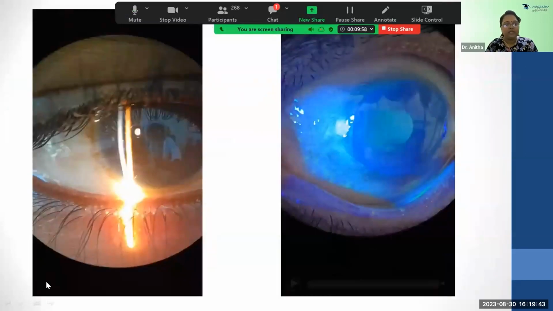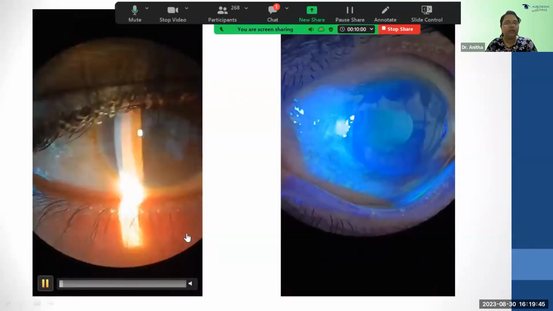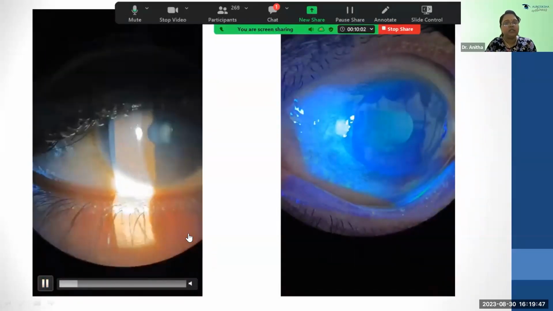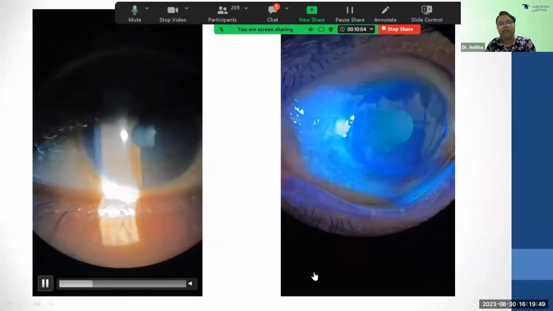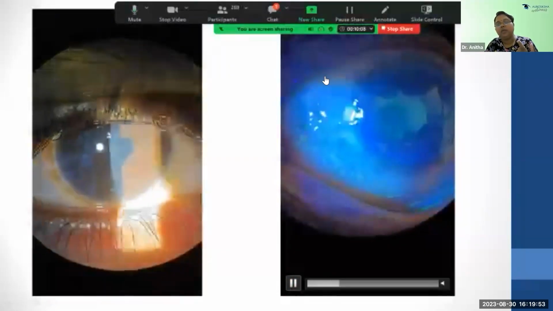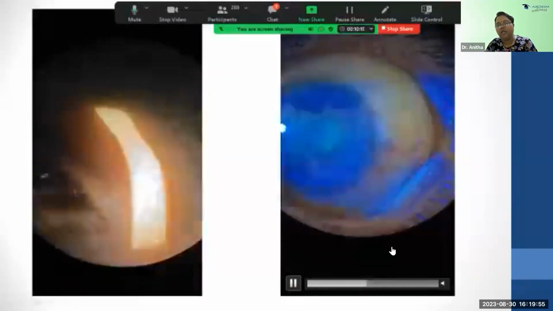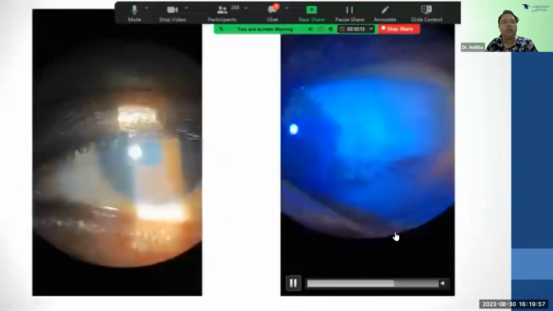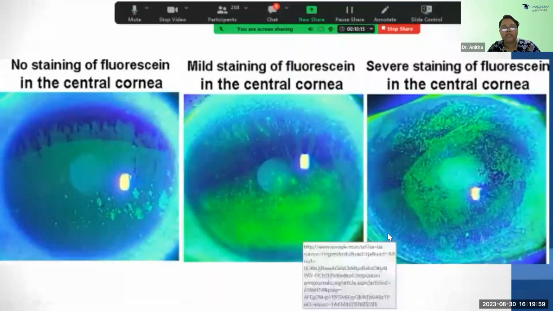So this is a normal surface. Like if you see just like that without staining, you feel that everything is normal. Tear film is normal. But look at this. The same eye, when it is stained, you get so many areas of staining. This shows dry eyes. So these are the various patterns of staining.